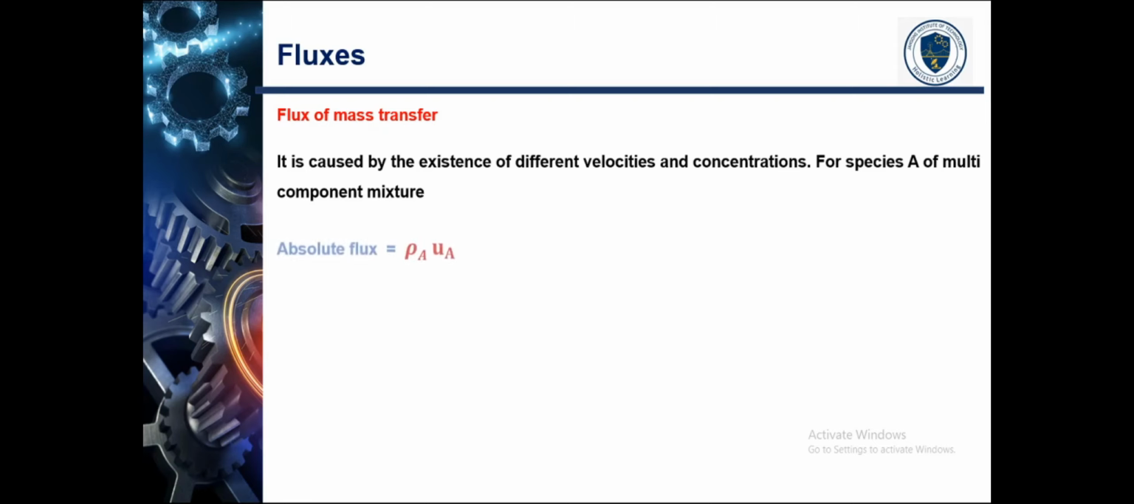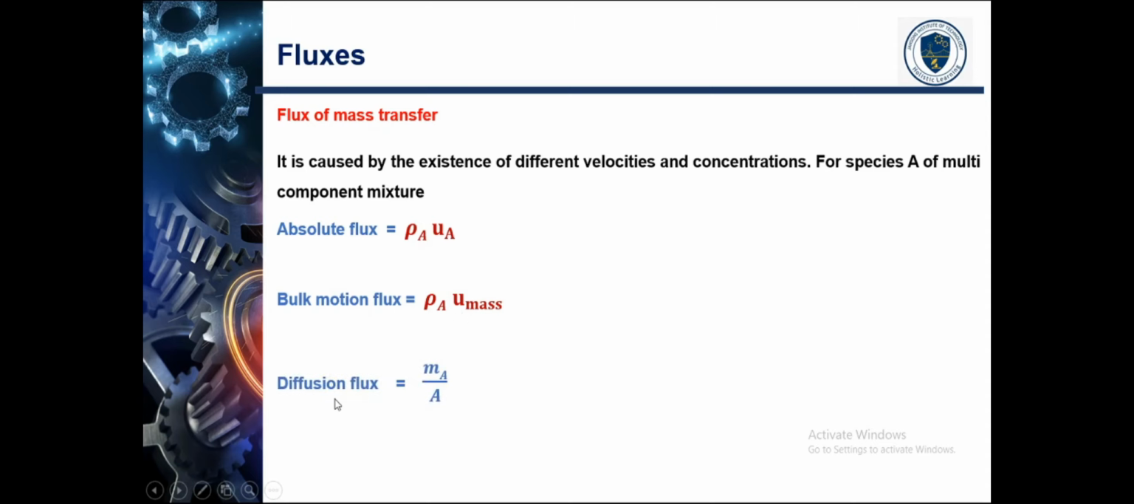First we move on to absolute flux. Absolute flux is the product of mass concentration and the velocity of the particular species. Here all these things are calculated for species A. So the absolute flux for species A is equal to the mass concentration of species A into the velocity of species A. In the same way, bulk motion flux is equal to the mass concentration of species A into the mass average velocity. That will give the bulk motion flux. Then the third one is diffusion flux. The diffusion flux is calculated by the mass flow rate per unit area.